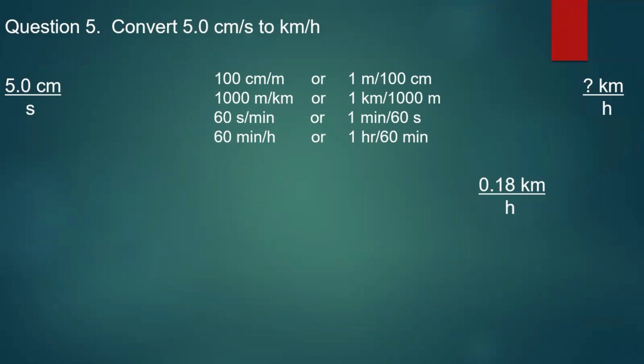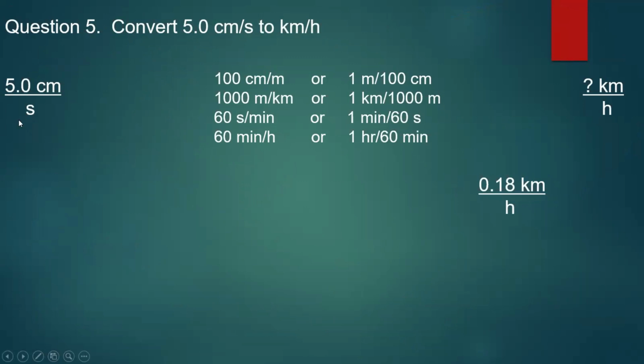Number 5, convert. Now, these are just questions that some of them came from your book and some came from a different book and some were just kind of made up. So our question number 5, convert 5.0 centimeters per second to kilometers per hour.